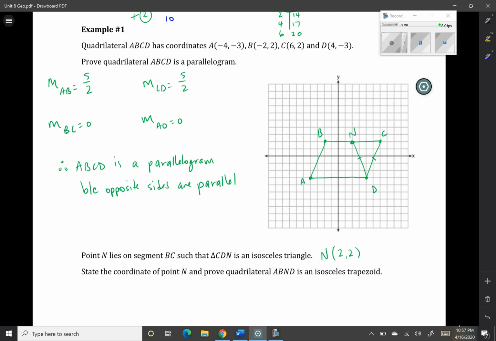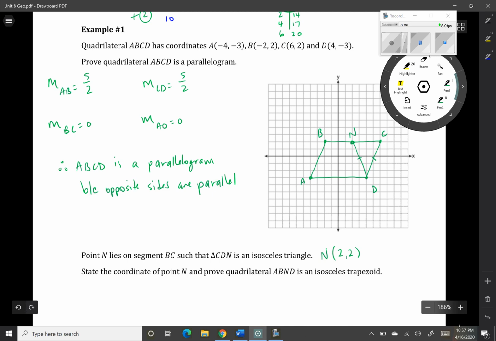So now we have this new segment, and I'm going to use a different color here just to highlight this new segment we've created. All right, so I have this new quadrilateral that's been formed. Quadrilateral ABND. ABND has one set of parallel sides. BN has a slope of 0, AD has a slope of 0. But these two sides, AB and ND, are not parallel to each other, making this no longer a parallelogram, but a trapezoid.